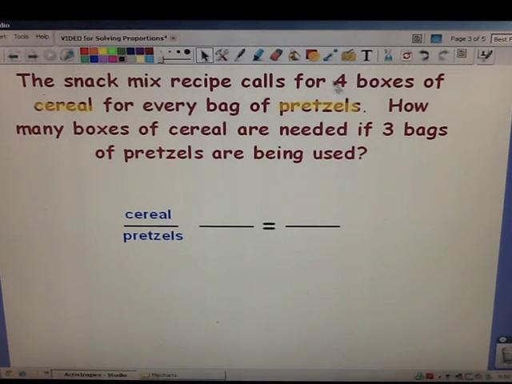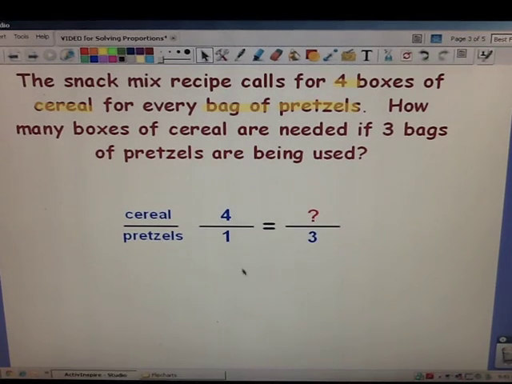What rate are we given? We're given 4 boxes of cereal and a bag of pretzels. So that's 1 bag of pretzels, and our rate is going to be 4 cereals to 1 pretzel. And then the question is, if we have 3 bags of pretzels, how many cereals? So the 3 pretzels will go in the denominator, and we're looking for the number of cereal. This is our proportion.